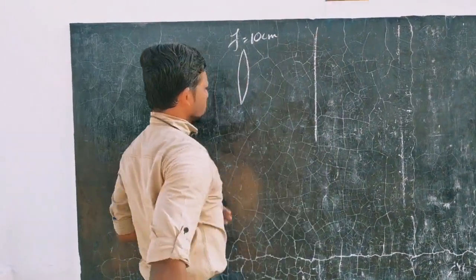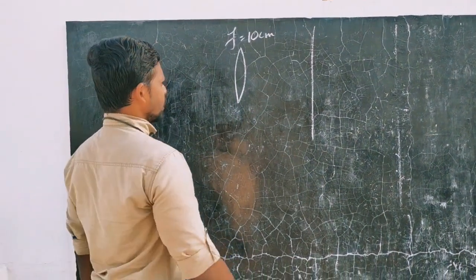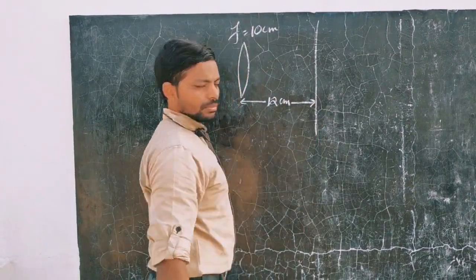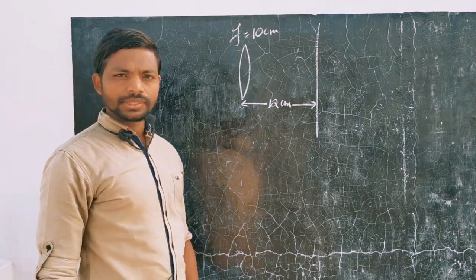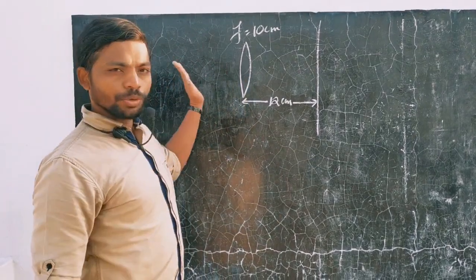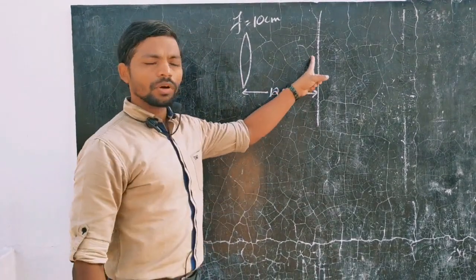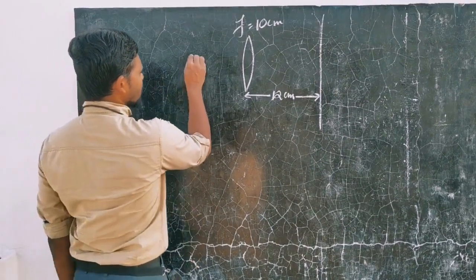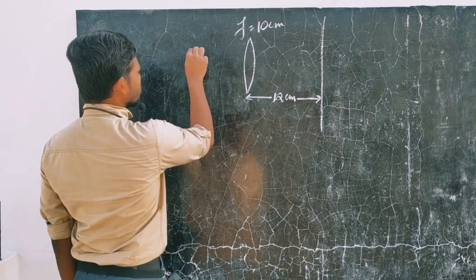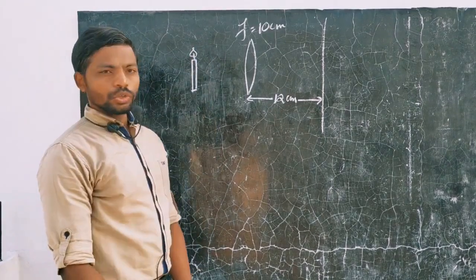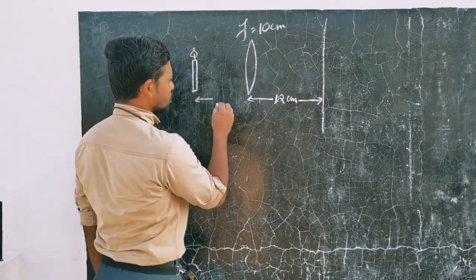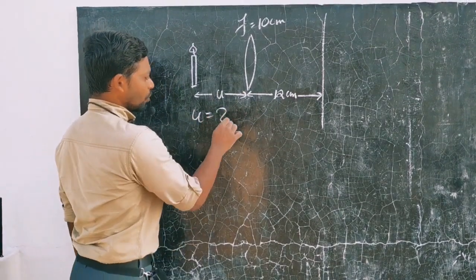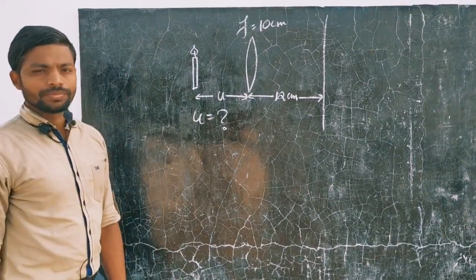Now that this lens is placed at a distance of 12 centimeter from a wall, the question is, at what distance should the object be placed so that a real image forms on the wall? So you have to place an object somewhere. This is u, and you have to find out the u value from the question.